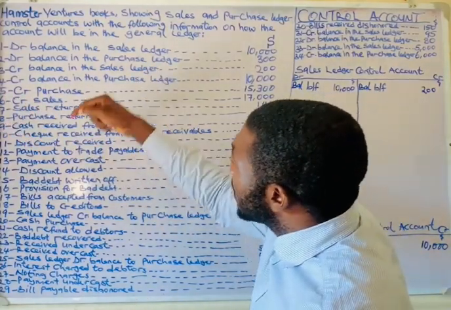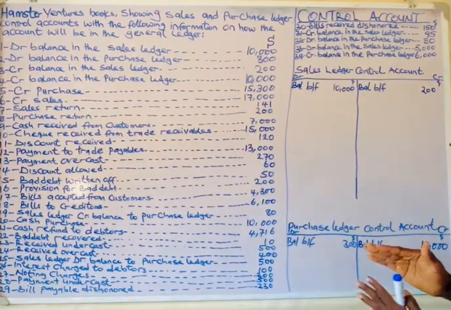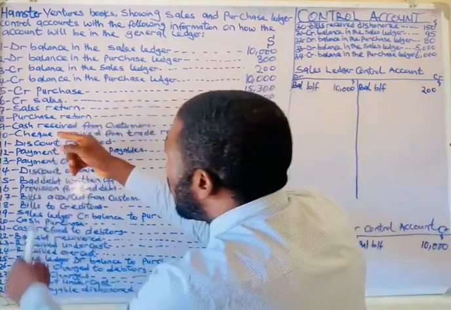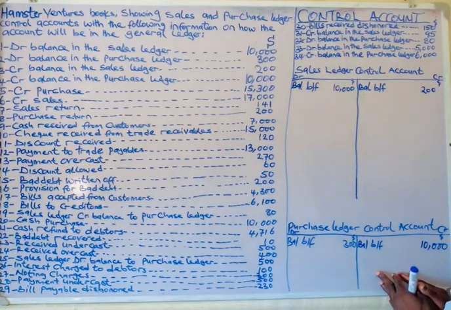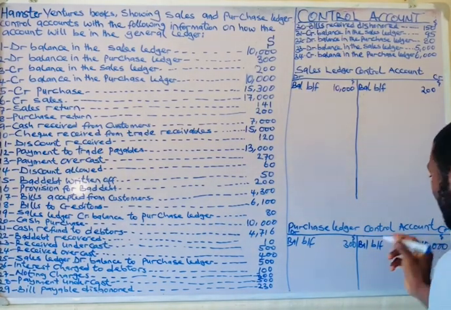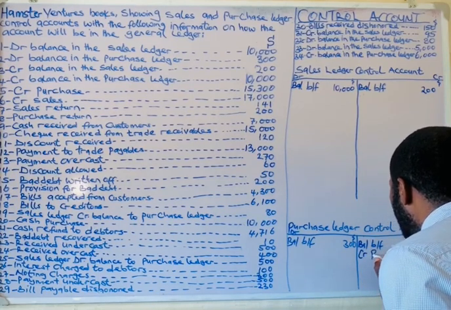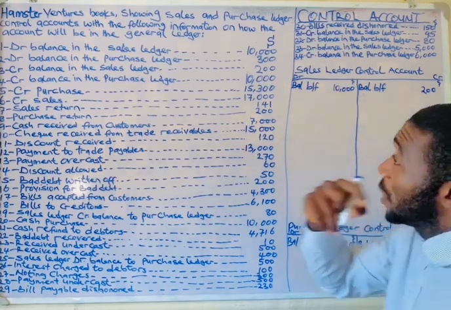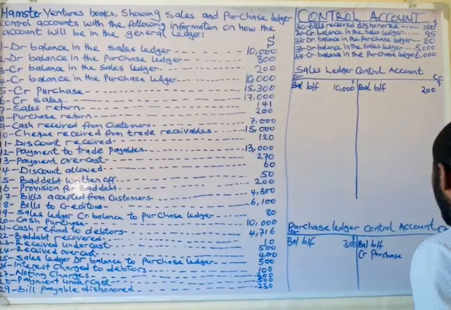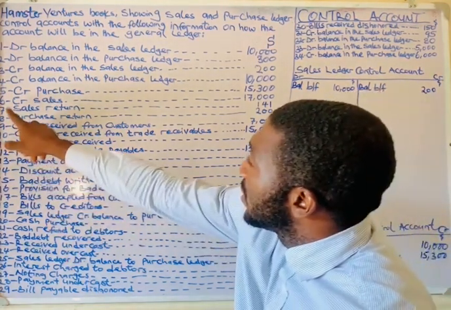Now, the number 5th question, credit purchase. So we purchased more on credit. It will add to our purchase ledger control account since we are purchasing more on credit. So you go to your credit side of the purchase ledger and increase your balance. You say credit purchase. Credit purchase of 15,300. It's very simple.